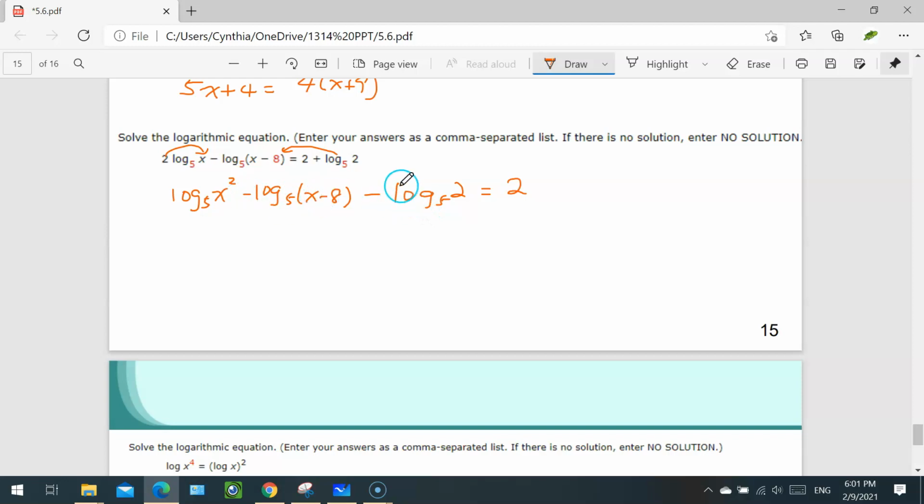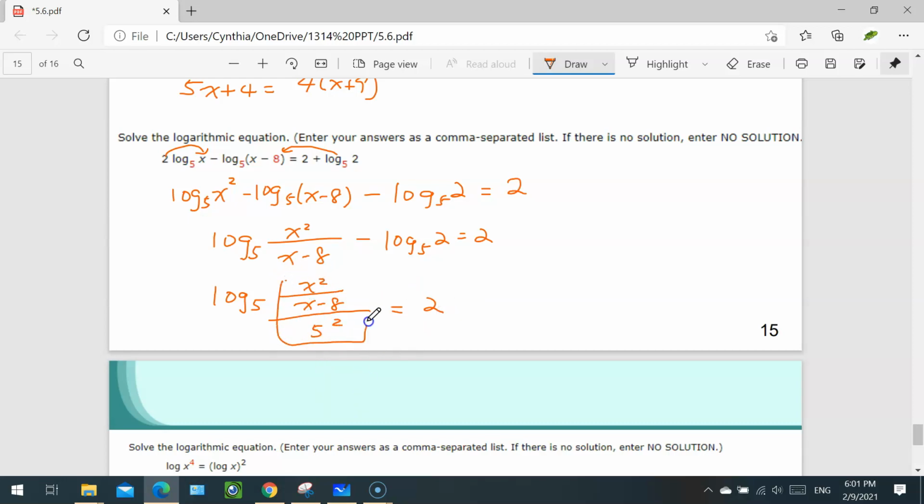Now I have the 3 logs. We need to condense these 3 into a single log. So for these two, we go with the quotient rule. So we have log base 5 of x squared over (x minus a). Now minus log base 5 of 2 equals 2. Condense these two into a single log one more time. So you have the log base 5 of x squared over (x minus a), and then over 5 to the power 2, equals 2.